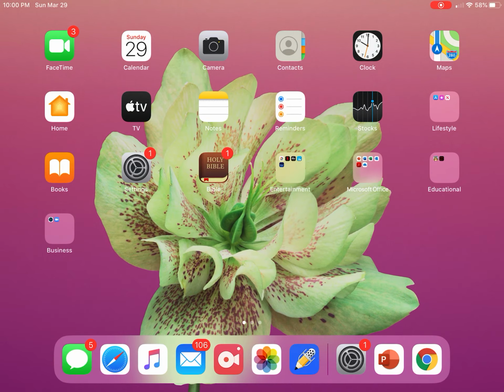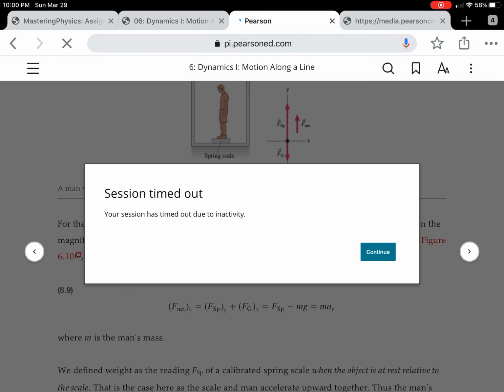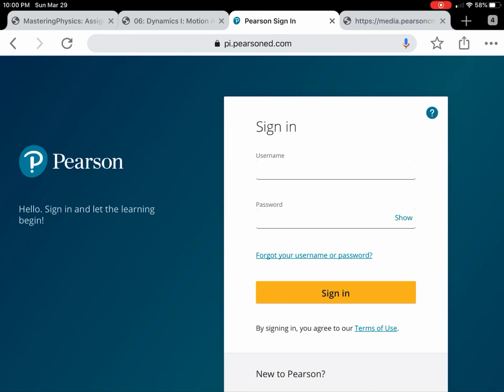Oh, okay, so this is an example. And this is example 6.5. So, okay, let's see. I have to go to Chrome here, the eText. Oh, I've signed out. Okay, I'm gonna stop this.